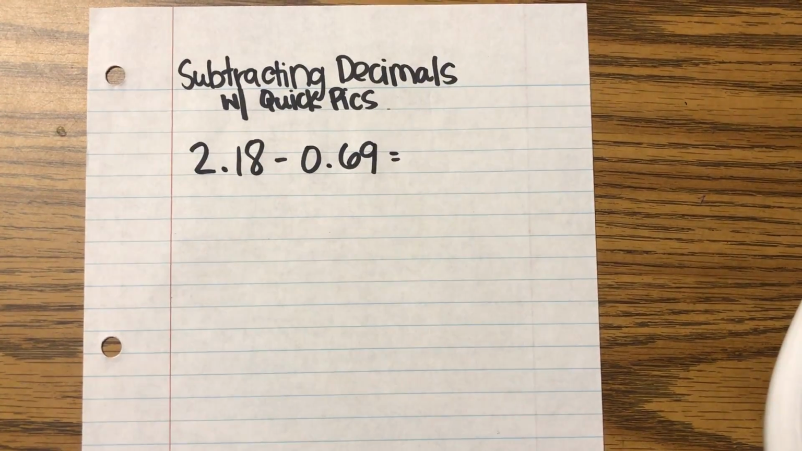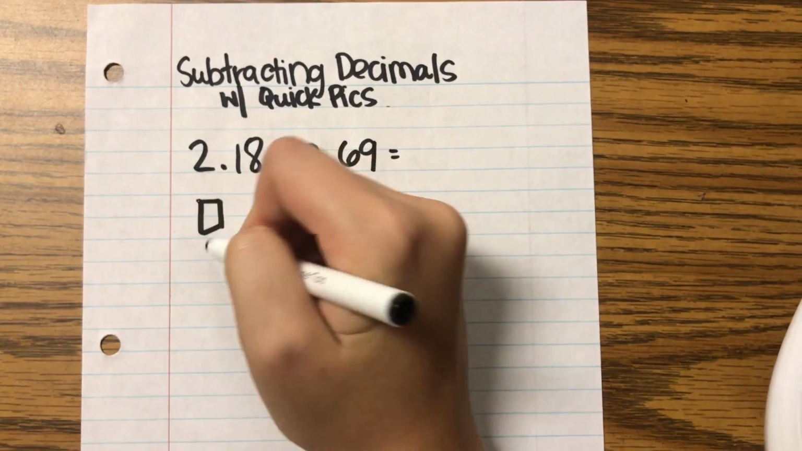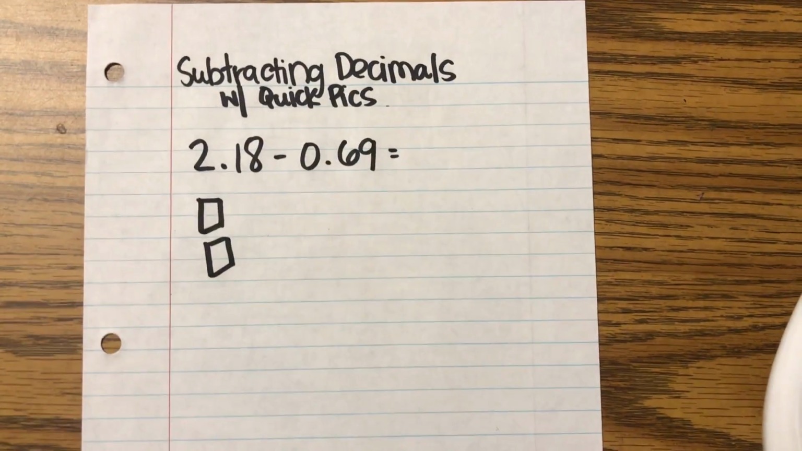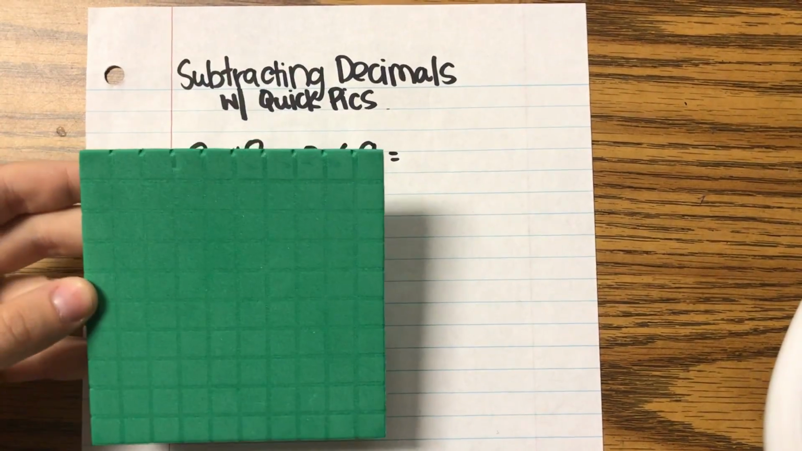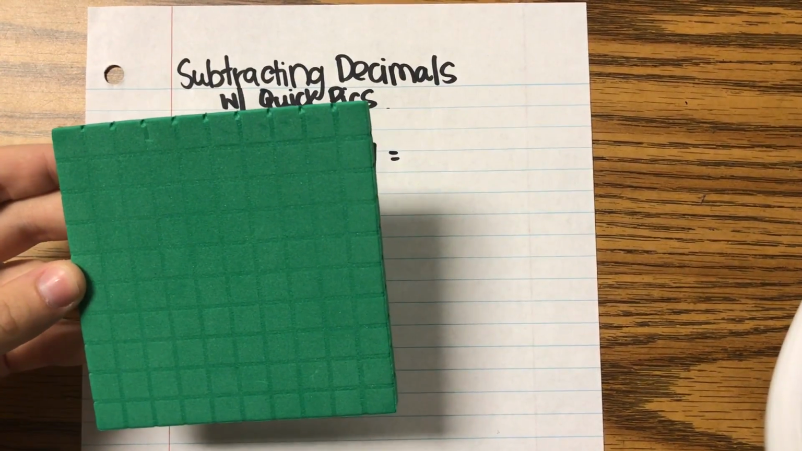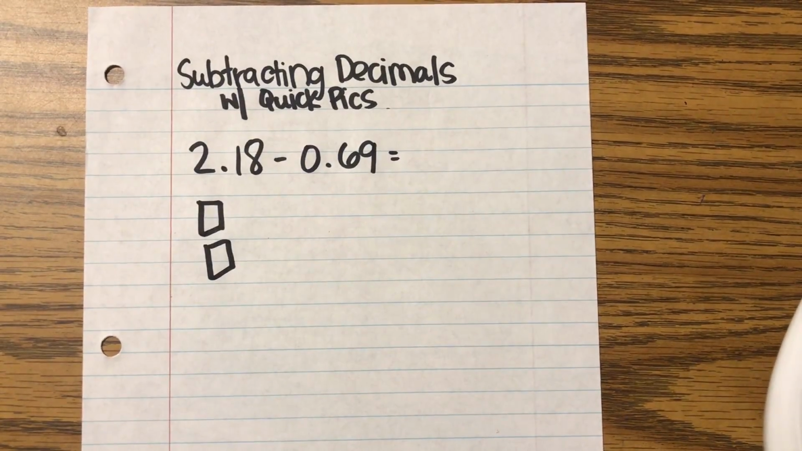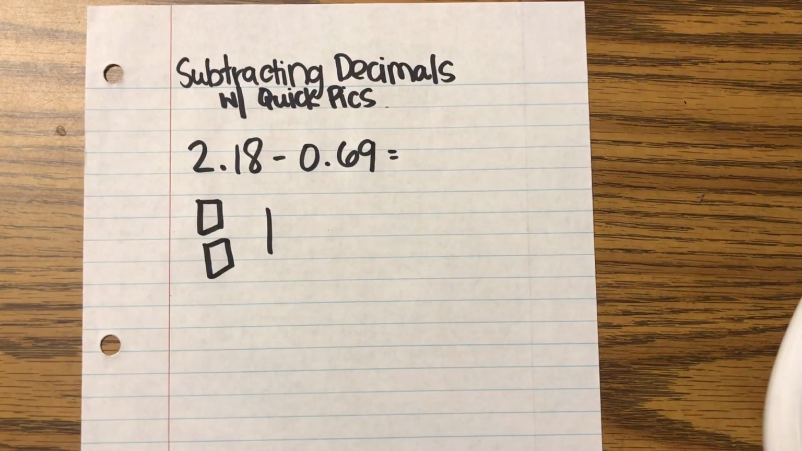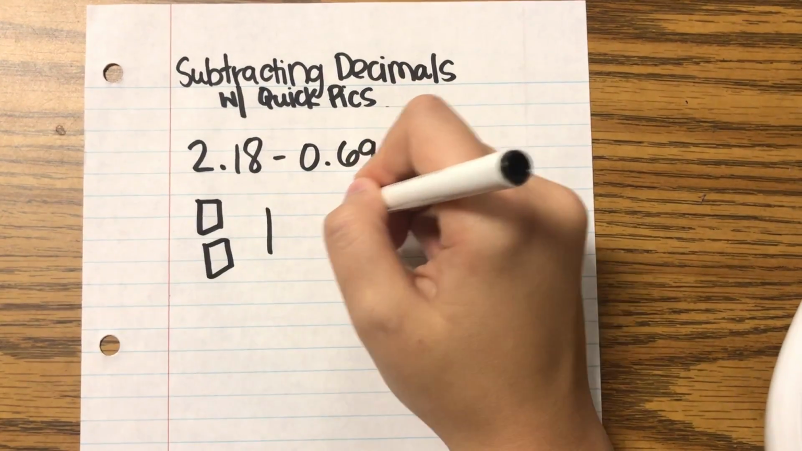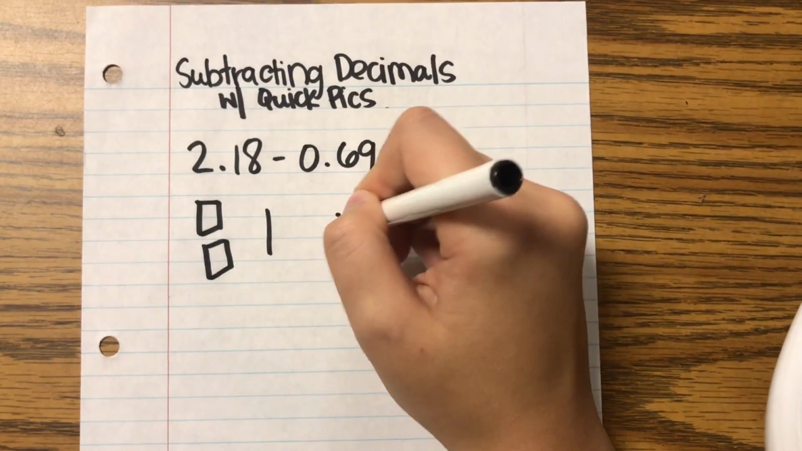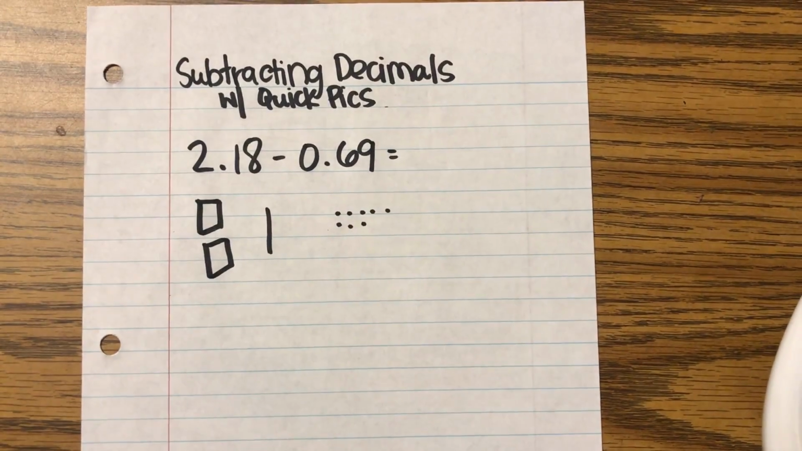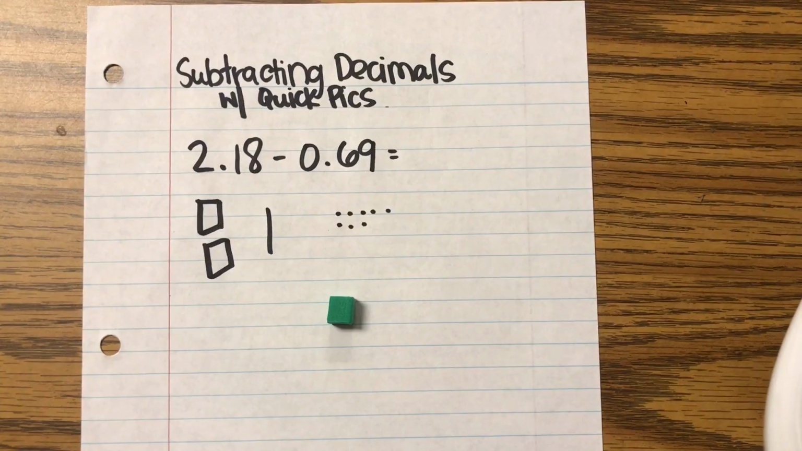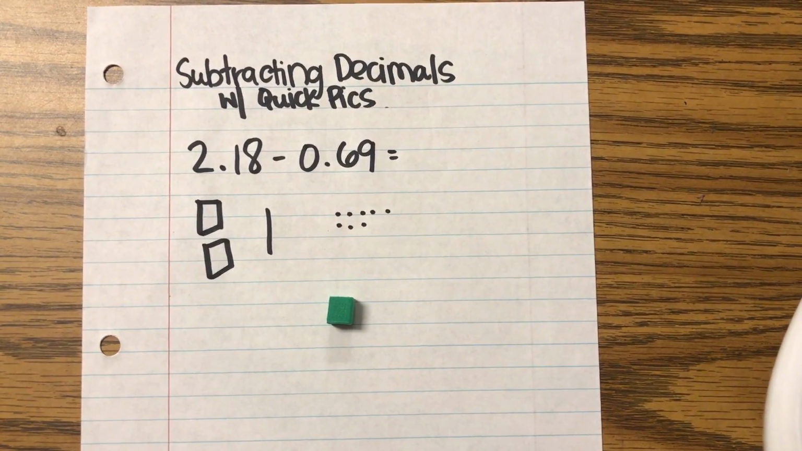2. I represent that with a square because this is my whole, right? Yes, ma'am. Okay, so now I need to draw my tenths. How many tenths do I need to draw? 1. Just one, because I only have 1 tenth. Now what about hundredths? 8. 1, 2, 3, 4, 5, 6, 7, 8. Because these are my hundredths, right? Yes, ma'am. Okay, now that's what I have to start with.